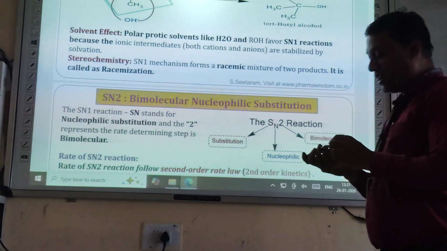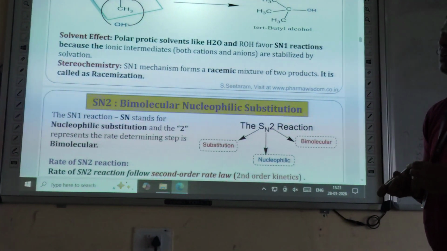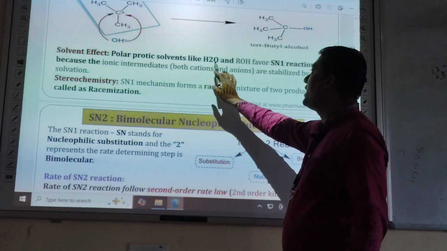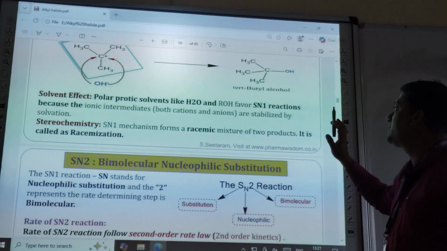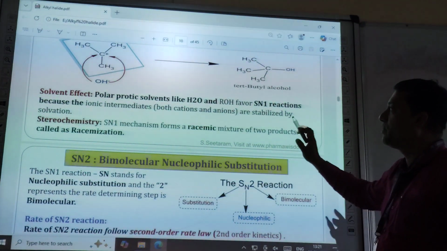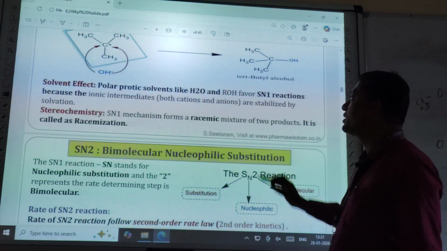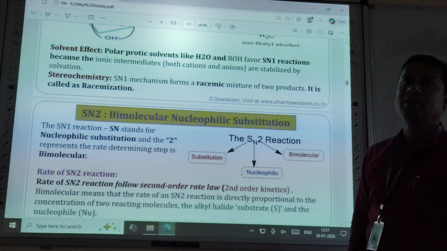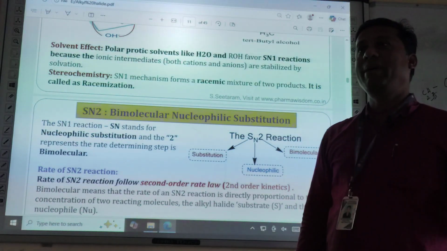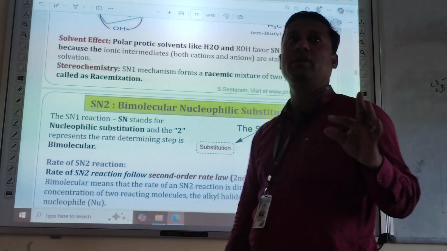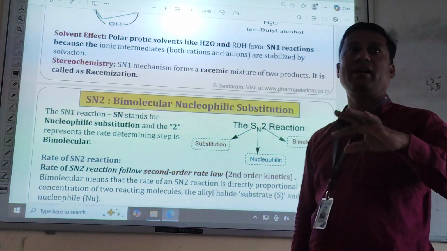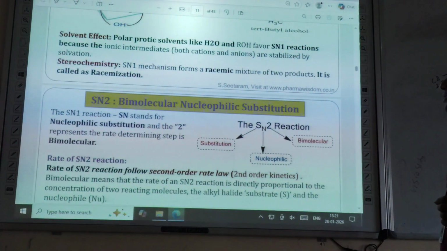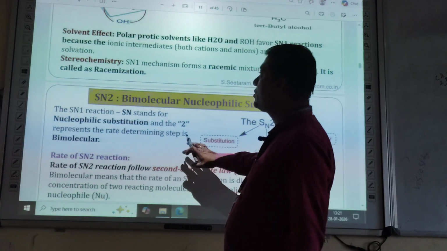These are protic solvents. They will provide protons, the H plus ion. Polar protic solvents like H2O and ROH favor the SN1 reaction because the ionic intermediates, both cations and anions, are stabilized by solvation. Solvation means that when the solvent molecule interacts with the solute, some energy will be liberated or absorbed. That energy is known as solvation energy.